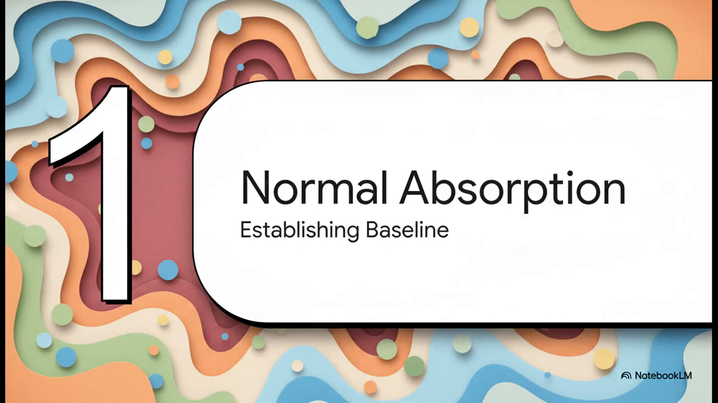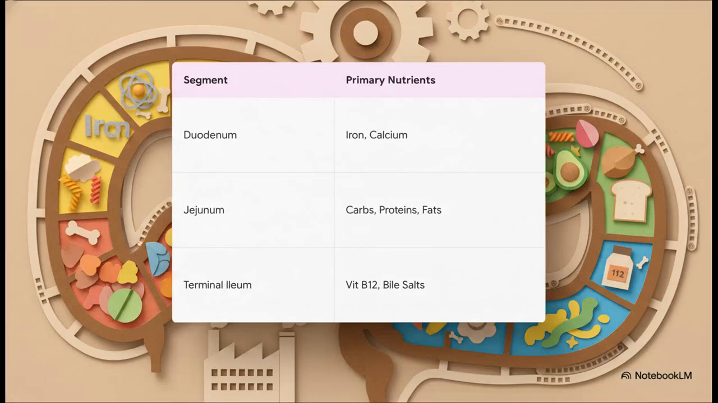Part 1. Anatomy of normal absorption. Establishing the baseline. You know, the gut isn't just some generic tube. It's a meticulously zoned factory. The duodenum, that handles iron and calcium. Then you've got the jejunum, which is the absolute heavy lifter for carbohydrates, proteins, and fats. And down at the end, the terminal ileum has very specific, non-negotiable jobs, absorbing vitamin B12 and recycling bile salts. If you lose just one of these zones, you literally lose its specific function.